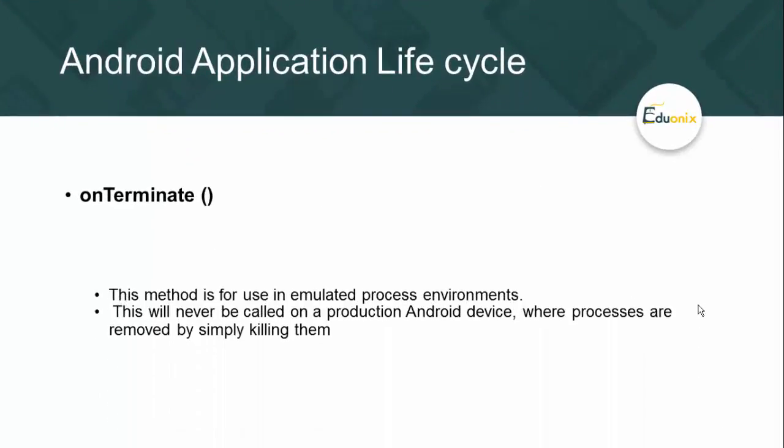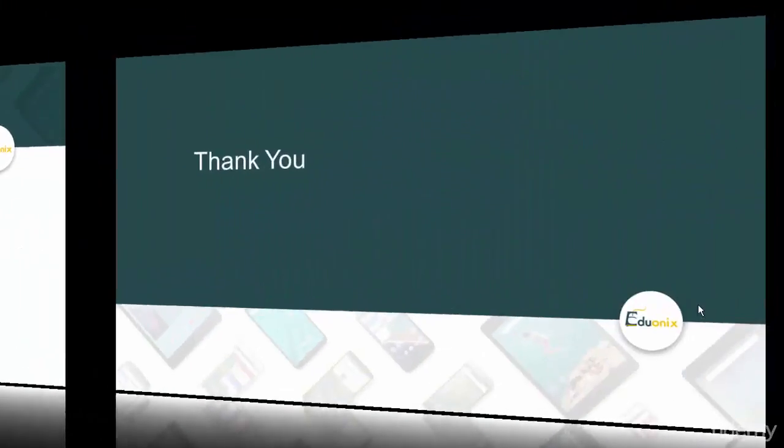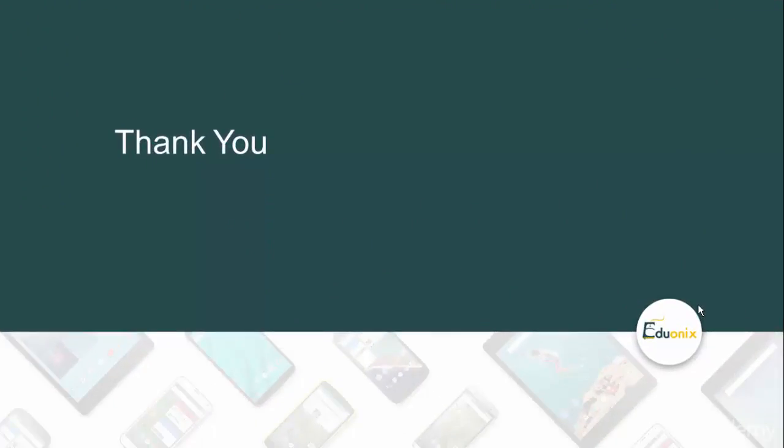onTerminate. This method is for use in emulated process environments to remove a running process. This method is never called on a production Android device, where processes are removed by simply being killed. Moreover, the onTerminate method is never called when an Android app is running. This brings us to the end of our discussion on the fundamentals of Android.